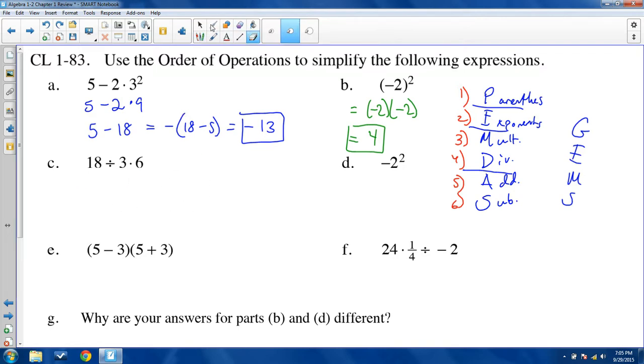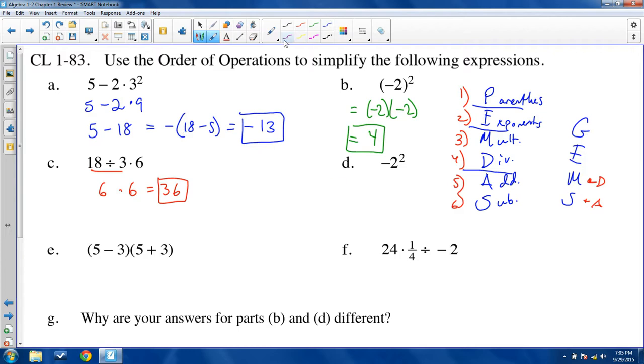Multiplication and division are on the same precedence level. That's why people say GEMS, because they want to know that multiplication and division are here, subtraction and addition are on the same level here. So I'm actually going to divide first because I'm just running left to right. It's not that one has precedence over the other, it's that left to right is how it's going to be read. So 18 divided by 3 is 6, and 6 times 6 is 36. So as you can see, the answer is not 1, it's 36.